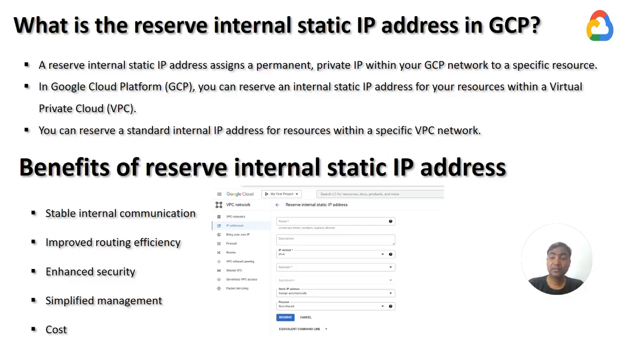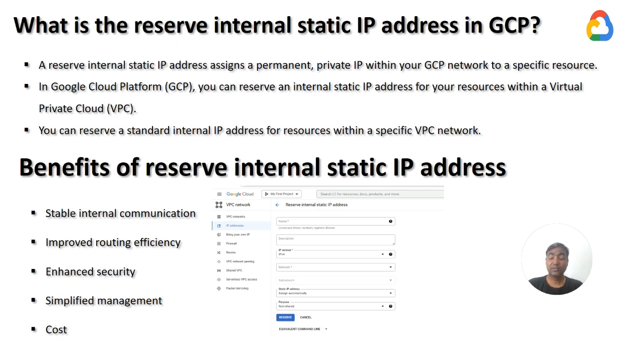The benefits of a reserved internal static IP address in GCP are stable internal communication, improved routing efficiency, enhanced security and simplified management. Your resource always has the same private IP, simplifying communication with other resources within the same network. Data packets flow efficiently within the network, minimizing latency for internal communication. And guys, the consistent IP assists with tasks like configuring firewall rules, managing resource dependencies, and troubleshooting network issues.